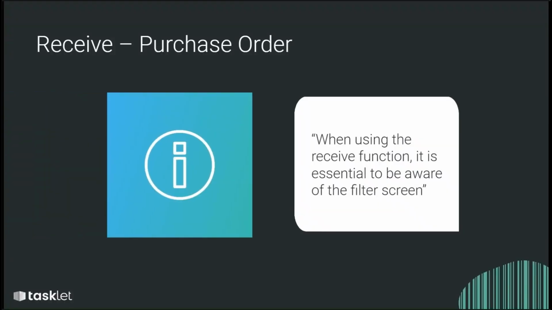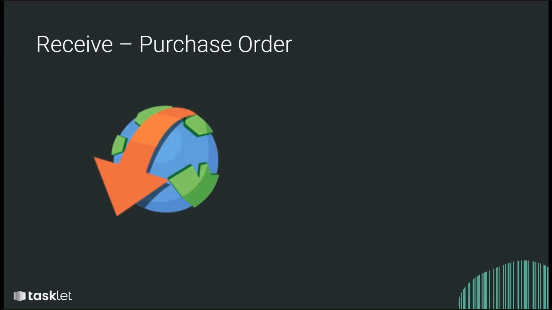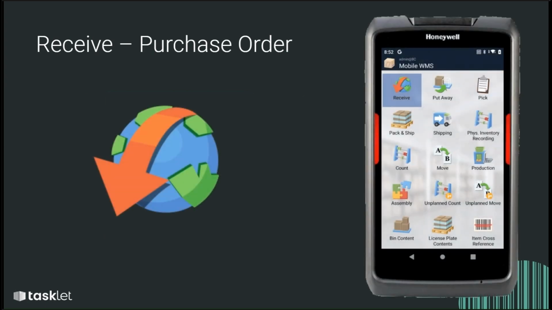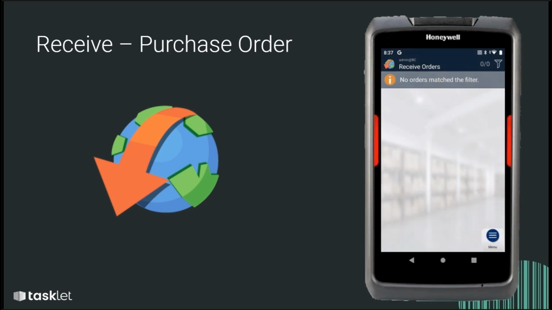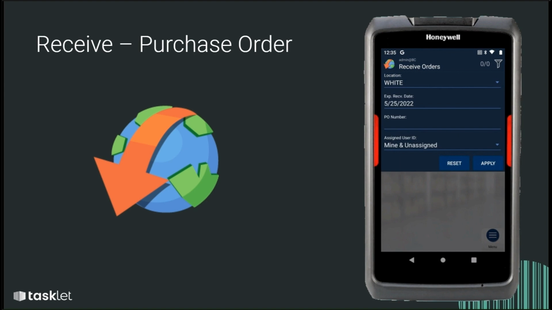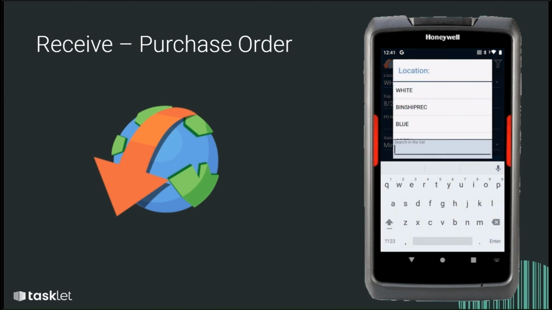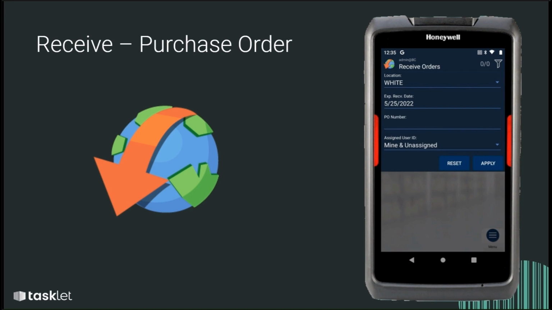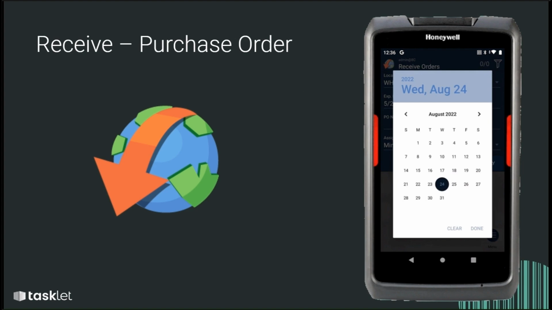When using the receive function, it is essential to be aware of the filter screen. When you select receive, the application will automatically use the filter as this has been set up. If you have created some orders and they do not show up on the mobile device, you can check the filter screen. Access the filter screen by pressing the filter icon. Remember to choose the location you'll be working on. And also, it is vital to be aware of the expected receive date. So if you cannot see any orders, that could be because of the receive date.